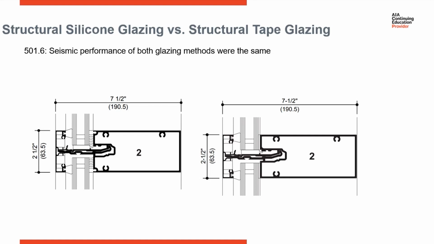Regardless of how the system is glazed, you can get the same testing results with both systems. However, you do have to test both. Since the glazing method is different between the two, you can't use one test to qualify the other.